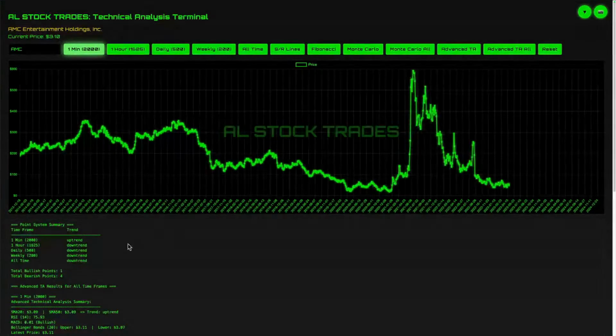You look at AMC, and you can see its bullish points, right? It's processing AMC. You can see on the minute it's an uptrend, but look, the hour is a downtrend, daily is a downtrend, weekly is a downtrend, and all time is a downtrend. You can see bearish points is 4, right?